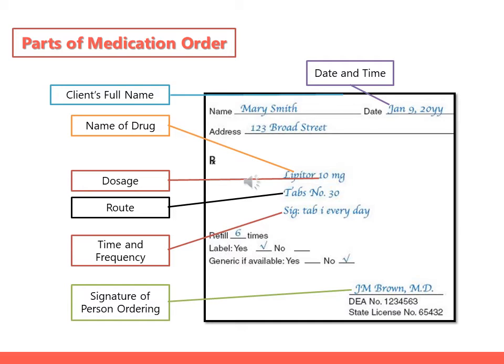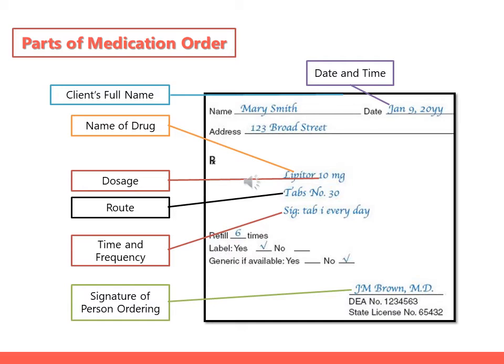For example, you need to take note of the date and time. This is very important. Okay? The client's full name. The name of the drug should be there. You need to check for that. The dosage. How many milligrams is required for the patient? The route. Okay. How to give this one? Through the mouth, through the skin, through injection. Time and frequency is very important. How frequently are you going to give it to the patient? Every 1 hour, every 2 hours, every 3 hours? Those things. And most importantly, the signature of the person ordering.